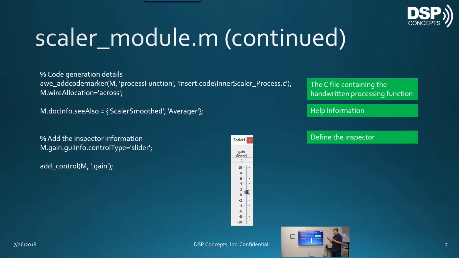Okay. Wire allocation across. That means I can use the same input-output buffers from pin 1 on the input side for pin 2. So it can reuse wire information there. If I say distinct, then it's always going to give me a unique output wire. Okay. Some C also information for help. I'm going to attach a slider to the gain variable, and now you can see the range is plus or minus 10. So that defines the inspector.